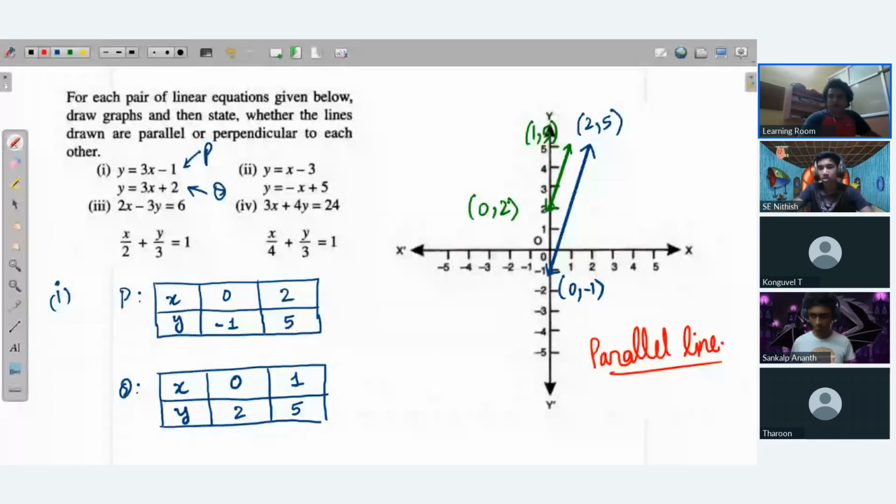You need two points to draw a line. You get one point as 0, 0, which will not happen in these two lines. But if you do get it, find one more point and then join. Okay, is that fine? Yes, sir. Okay, great.